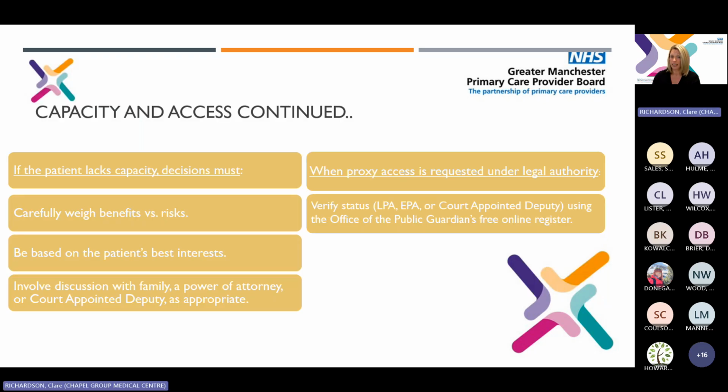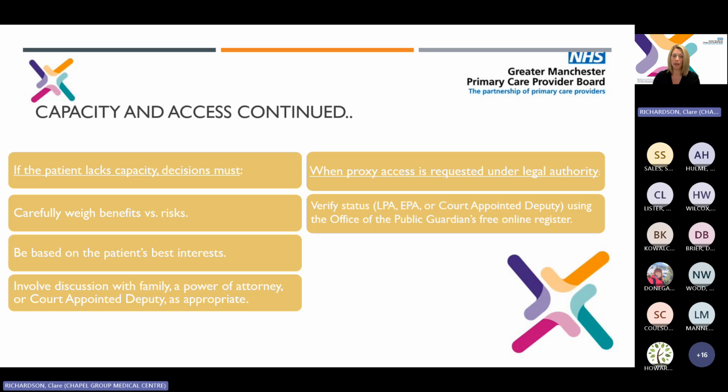When the patient lacks capacity and is unable to consent, there is a need to carefully weigh the balance of benefits to the patient against the risk to make a decision that is believed to be in the best interest of the patient. And I will say this a lot, the best interest of the patient. It's not the proxy, it's the patient. It may require careful discussions with the family or persons named on the power of attorney or court-appointed deputy.